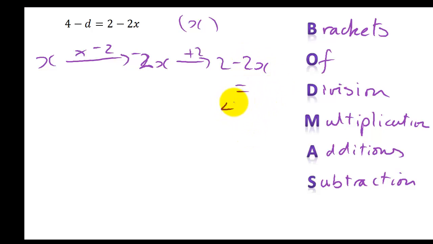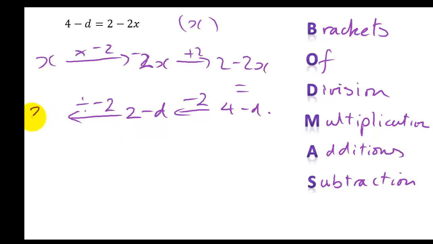And this equals 4 minus d. The first thing we're going to do is undo the plus 2, so we minus 2. So take 2 from 4 minus d, we get 2 minus d. And if we're going to times by minus 2, we now need to divide by minus 2. So we get 2 minus d over minus 2. Therefore, x will equal 2 minus d over minus 2.